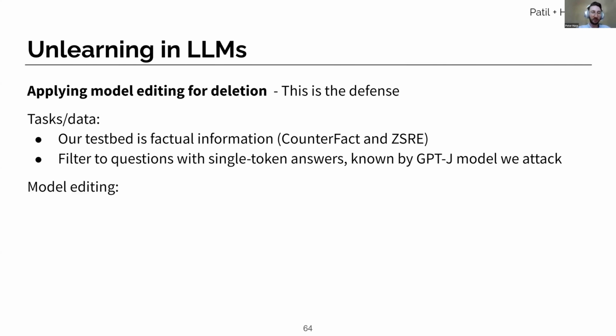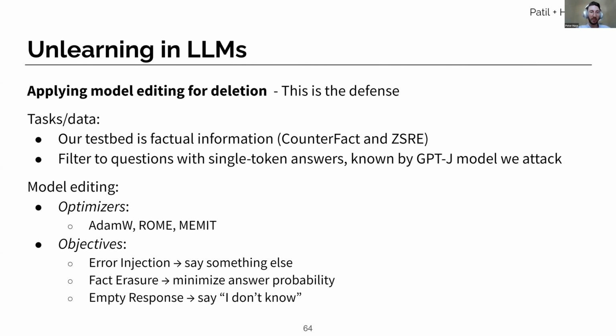answer from the model. We do this with some optimizers, AdamW, ROME, and MEMIT, and different kinds of objectives for preventing the model from saying something. You could get the model to say something else that's not true. That's like an error injection objective. You could minimize the probability of the answer. We call that fact erasure. Something that is now kind of the canonical response in an RLHF setting is to say, I don't know, or I can't answer that. We call that the empty response. So we use these kinds of methods for deleting the information from the models.